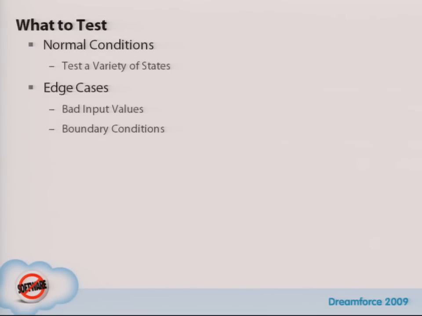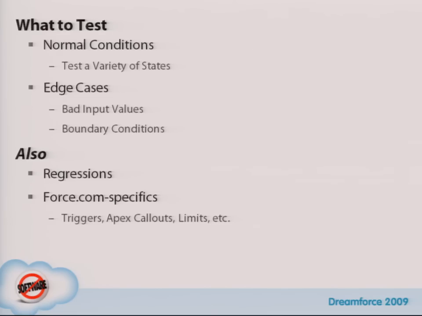Okay, so what to test? Normal conditions, edge cases. There's two things we didn't talk about. We don't have time for this today, but I want to point them out. So regressions. These are bugs that get introduced into your system. And every time a bug gets introduced into your system, I would strongly encourage you to go out and write a test method that replicates that exact bug. So write that guy.